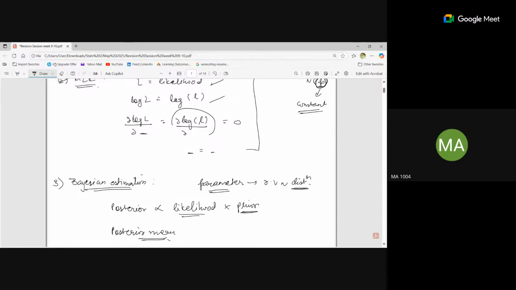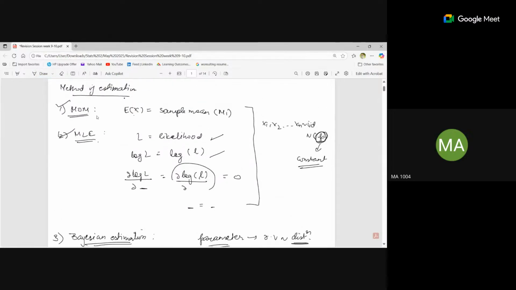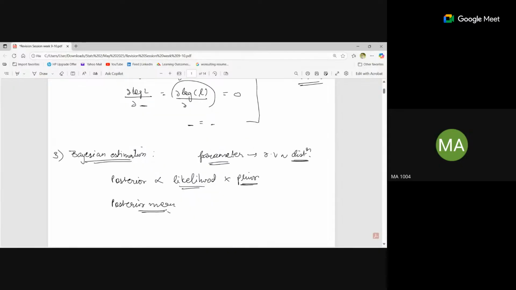So we have two things. When my parameter is constant, we use MOM and MLE. If my parameter is a random variable following some distribution, we use Bayesian estimation. Fine? Yes, ma'am.